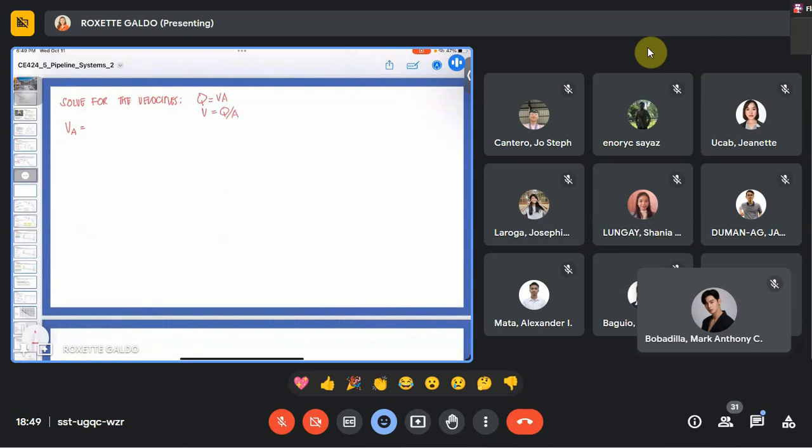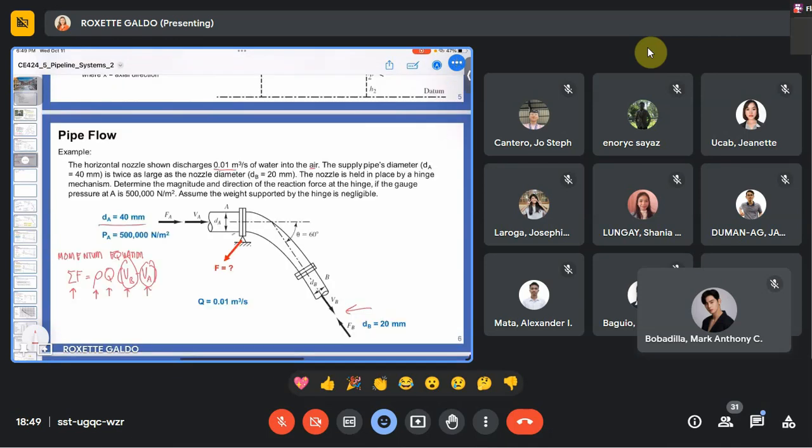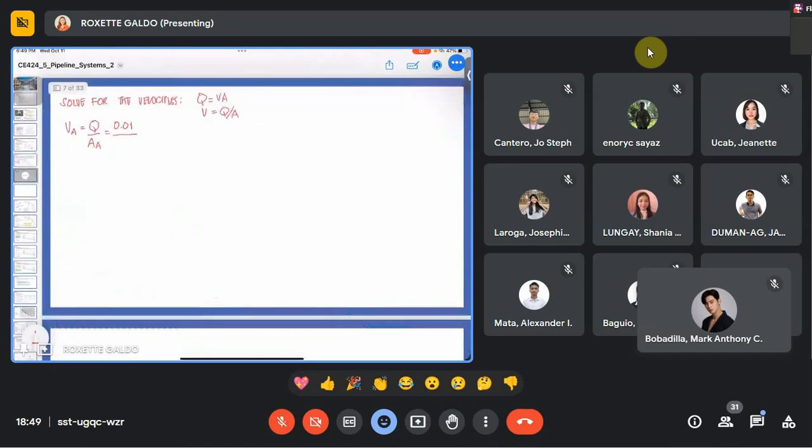Okay, let us use this one. So Q over the area of A. And Q is given to be 0.01. The area of A will be the area of the circle because the diameter is given to be 40 millimeters, or that is 0.04 meters. So that is pi over 4 times diameter squared.